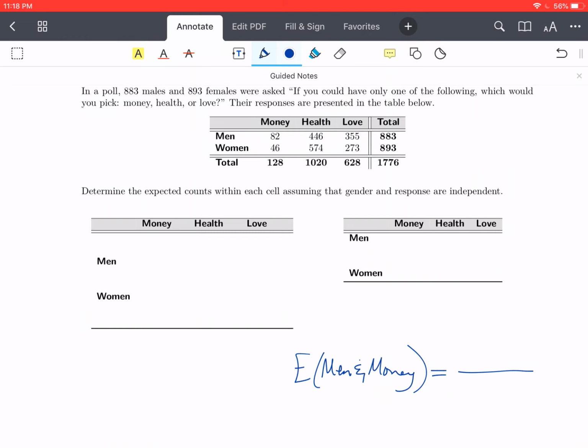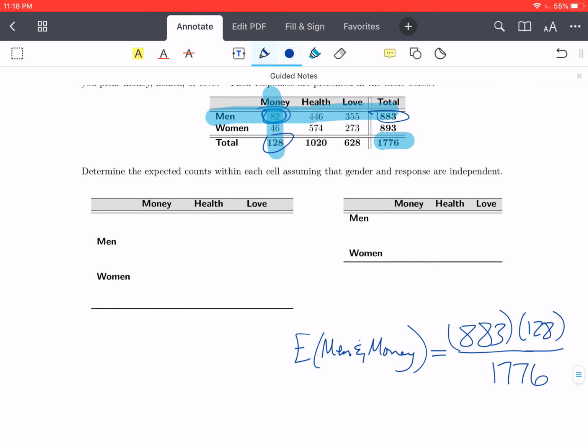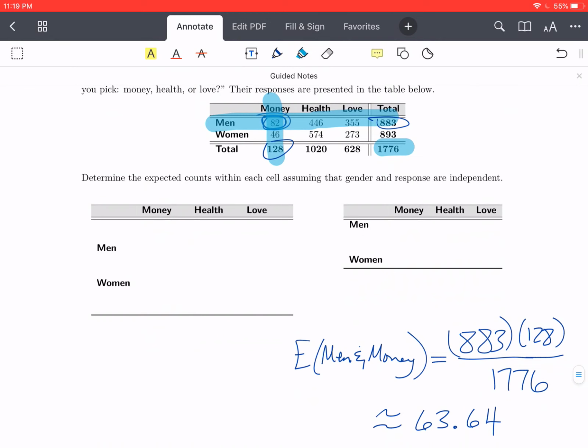For the first one, the expected frequency for men and money, it's the row total times column total over table total. So if we're in this cell right here, the row is this, so the row total is 883. The column is this one. Column total is 128. And then the table total is just the total number of participants, so that's 1,776. So the expected count for this first one is going to be approximately 63.64. Okay, so based on this data that we have from this poll, we would expect 63.64 in this category.